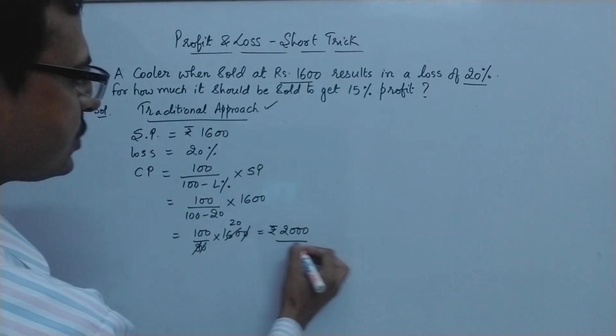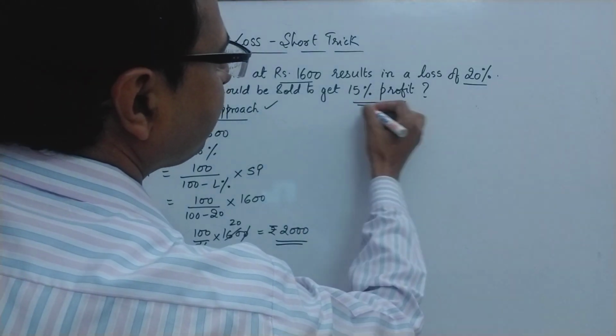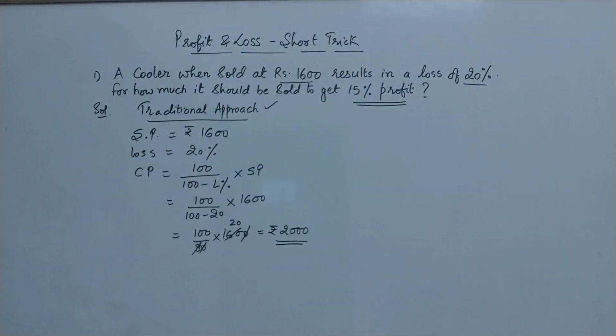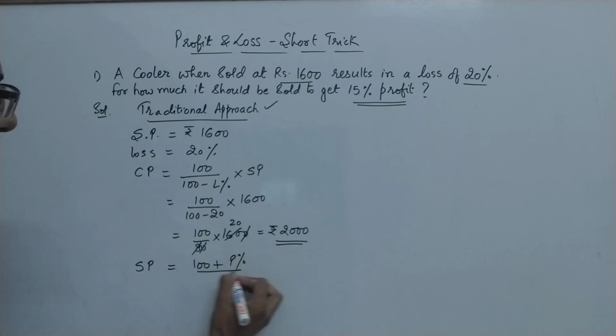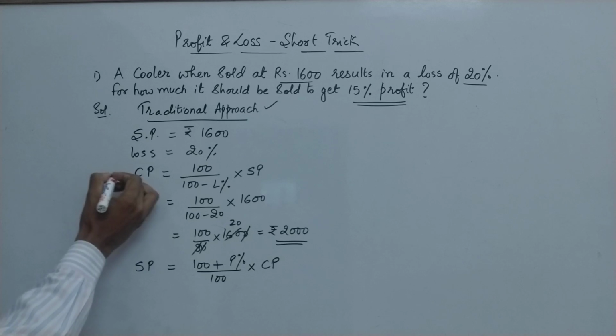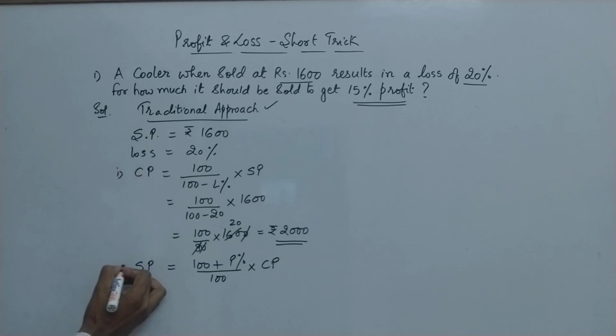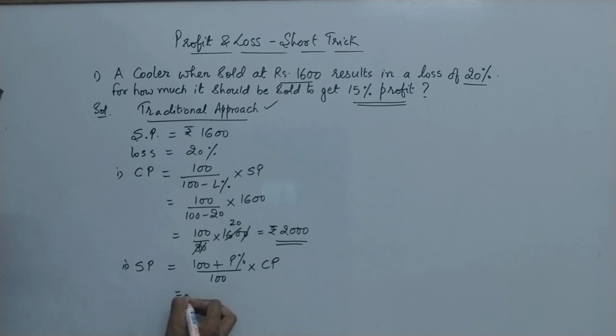Now cost price is rupees 2000 and you need 15% profit. Now you need to find the selling price. So again there is one more formula you have to remember, that is 100 plus profit percent upon 100 multiplied by the cost price. So this is the second formula. So formula number 1 and formula number 2. So two different formulas for remembering, and then substituting the values.